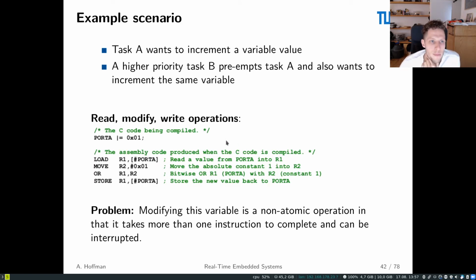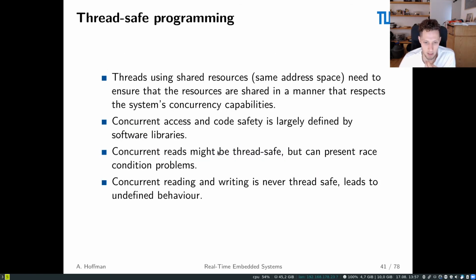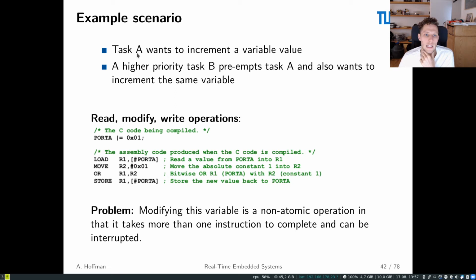An example of when we would get undefined behavior or corrupt data: let's say we have, even on a single core, I don't think the core itself is a problem, two tasks, task A and task B. Task A wants to increment a variable, meaning it wants to go into memory, take a variable and increment it. Then a higher priority task B preempts task A and also wants to increment the same variable, the same memory location.